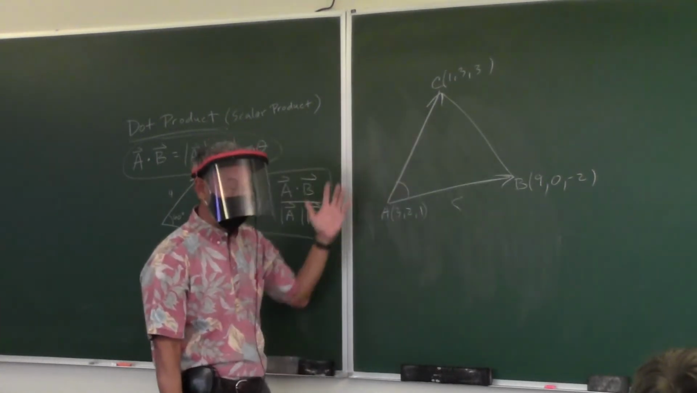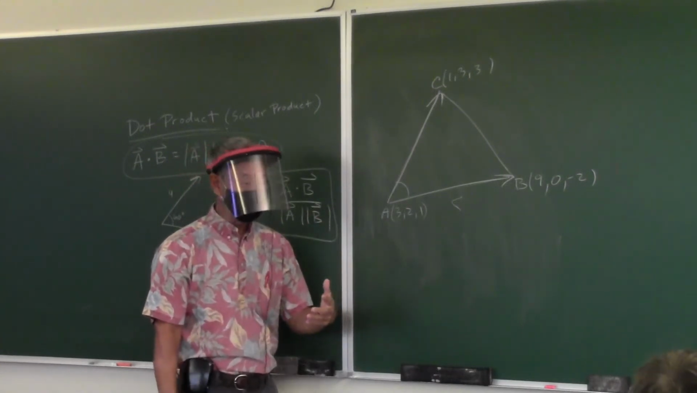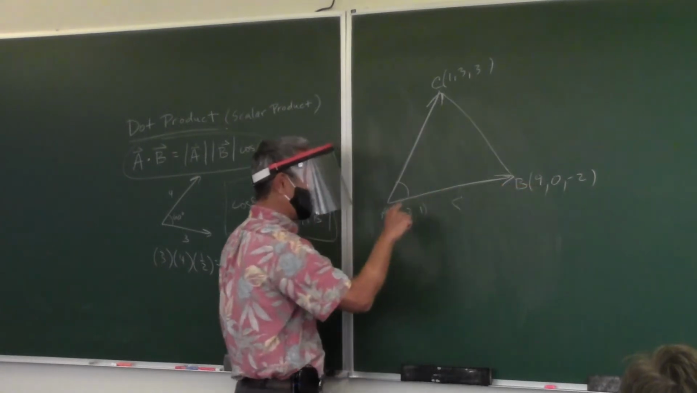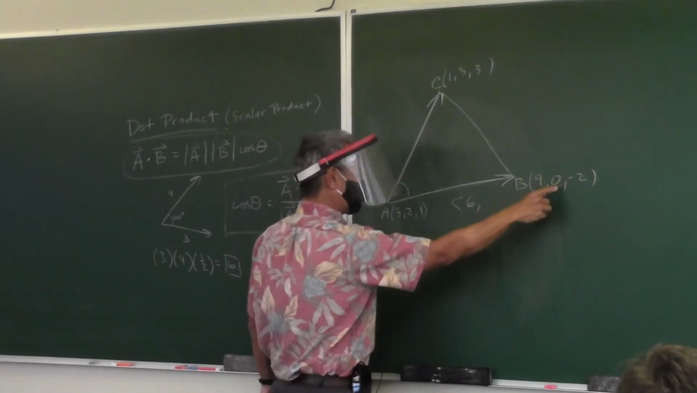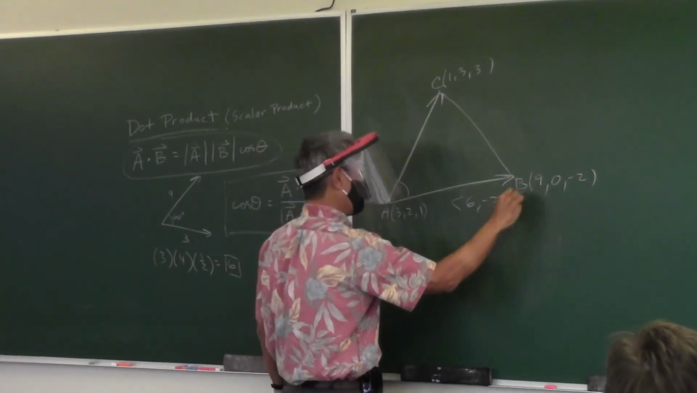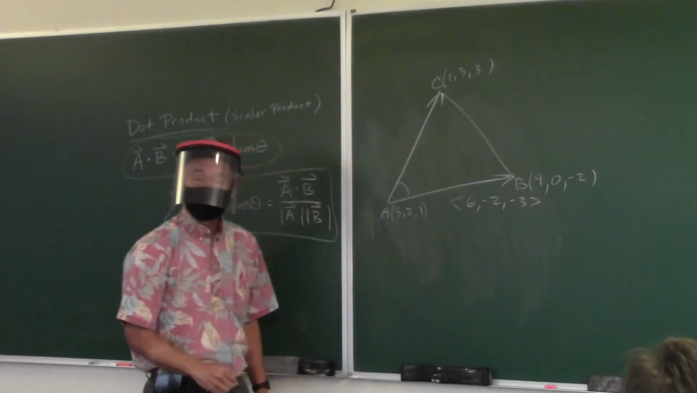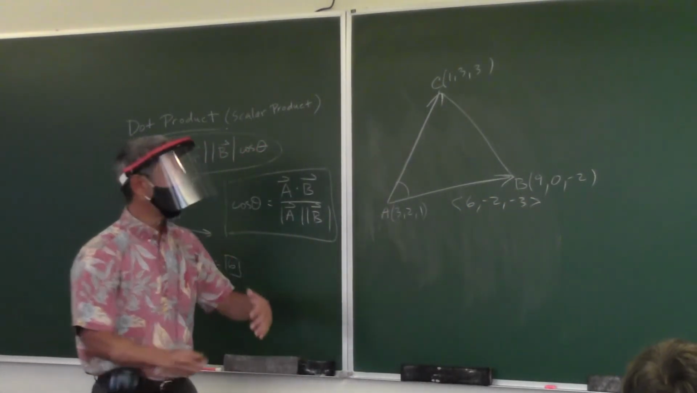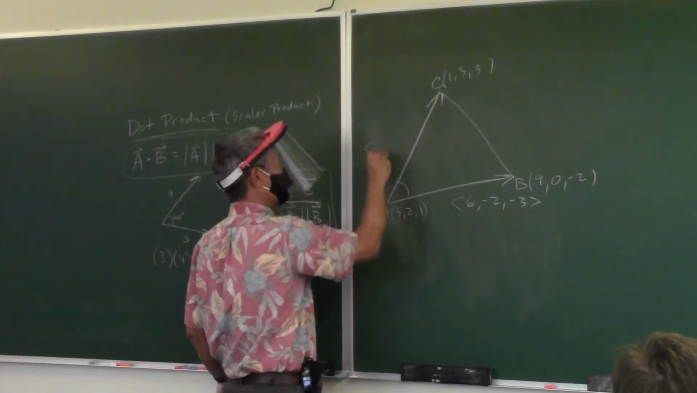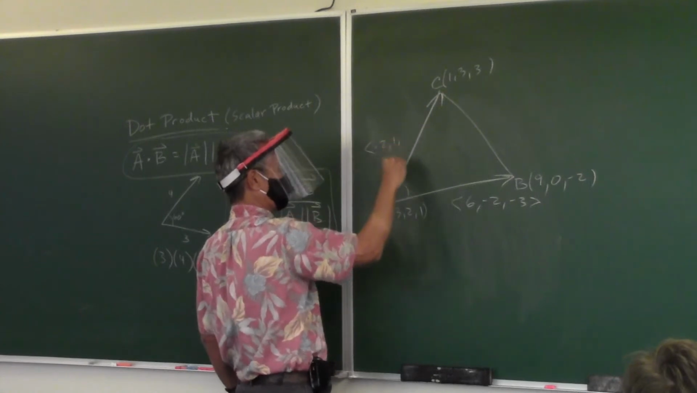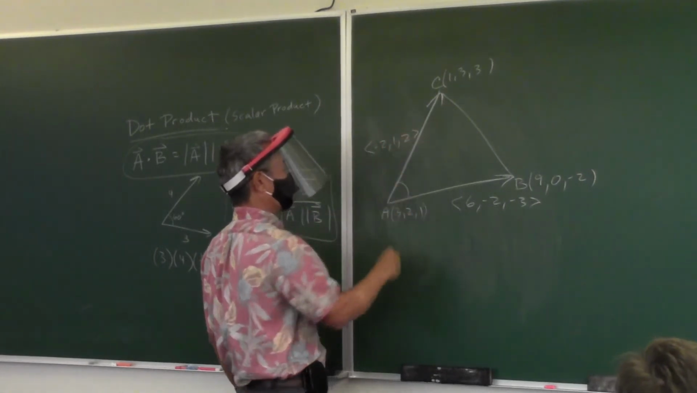Head minus tail. If you don't go head minus tail, your vector's pointing the wrong way and you're going to be fired. So 9 minus 3, 0 minus 2, negative 2 minus 1. That's how you componentize vectors, head minus tail. Okay, what about vector AC? Componentize it. Head minus tail.